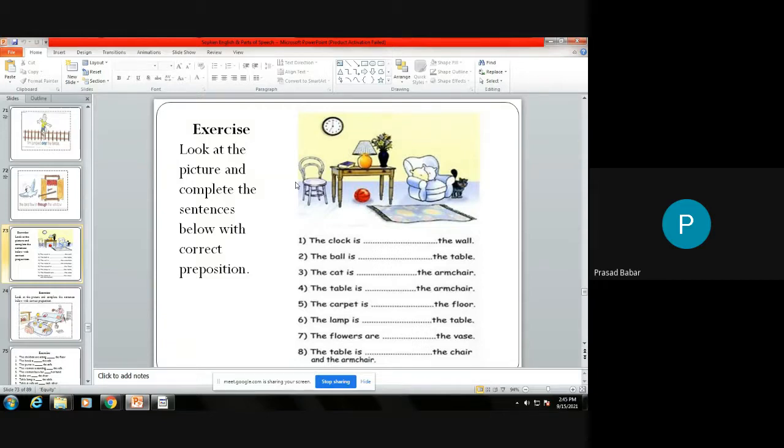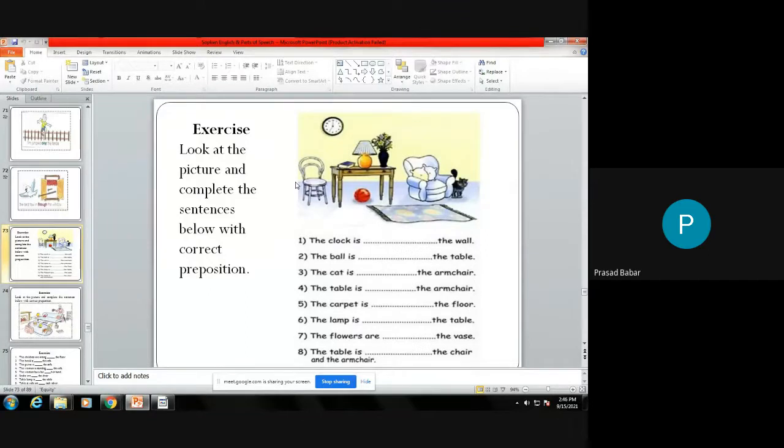Then the next is the cat is dash dash the armchair. What would be the correct preposition? The cat is in. No, it is not in. On. No, it is not on the armchair. It is standing just near that chair. Okay, it is standing just near. So what would be the proper preposition? Beside. Yes, correct. Beside is the proper and correct preposition we will use here.